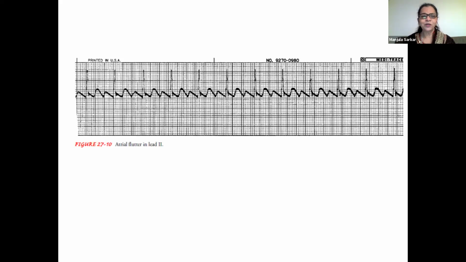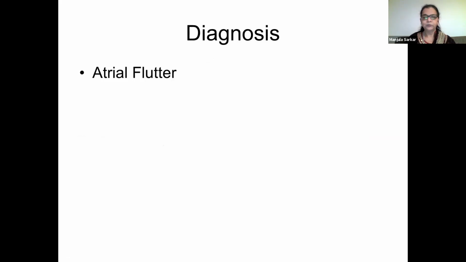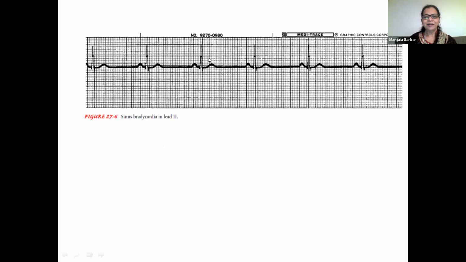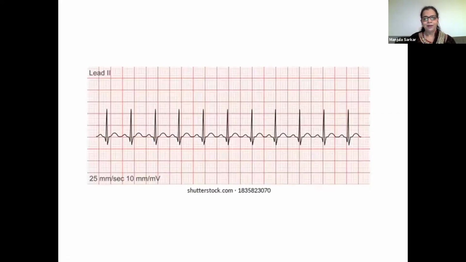Now, can you tell me what this strip is telling you? Atrial flutter. This is atrial flutter because there are limited P waves between the R waves. Now, what is this strip telling you? How much is the rate? Sinus brady. Rate is? Around 60, ma'am. Very good. Now, this is again sinus tachycardia.